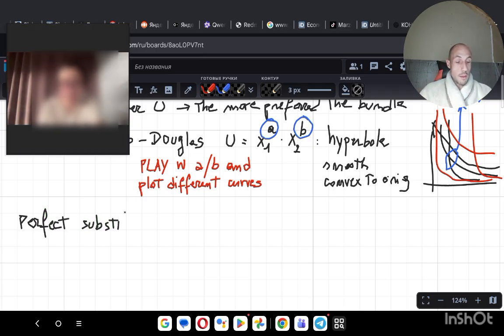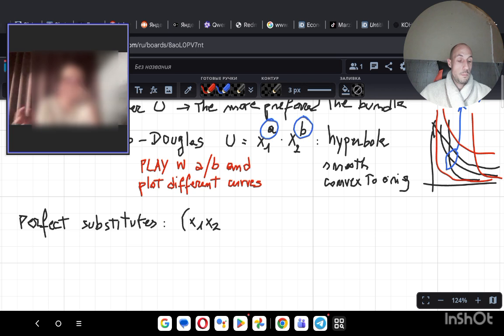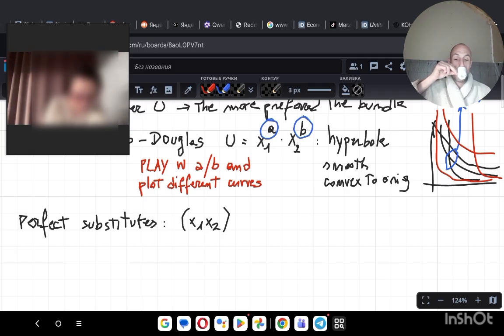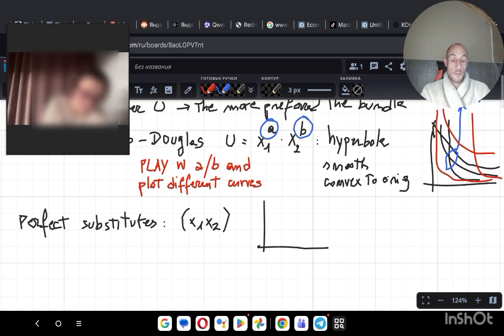So in mathematical jargon, we have ax1 plus bx2, a linear combination of A and B. Okay. Example.